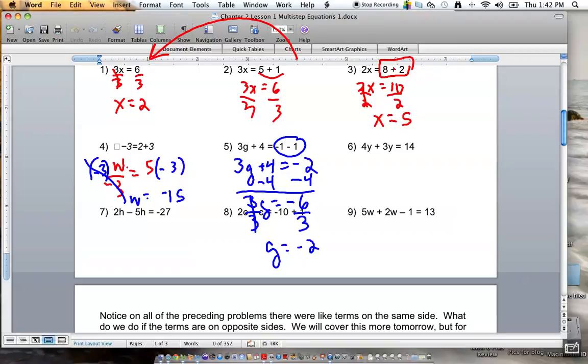Here's number 6. You walk up to the line of scrimmage. You look at the defense. Figure out what it is that they're trying to do, and then you run the correct play so that you can beat this defense.